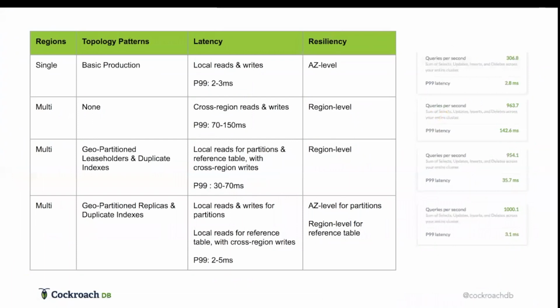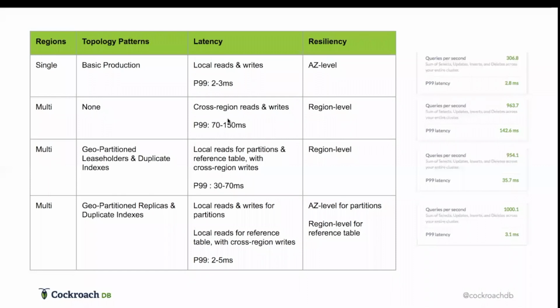So three nodes across 3 AZs, and we had local reads and writes, very, very fast, 2-3 milliseconds. Here's a screenshot, 2.8 milliseconds. And we could survive an AZ level outage because we still had a majority of everything. Then we went to a multi-region cluster.